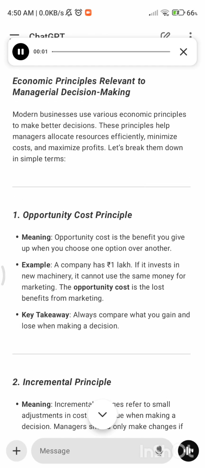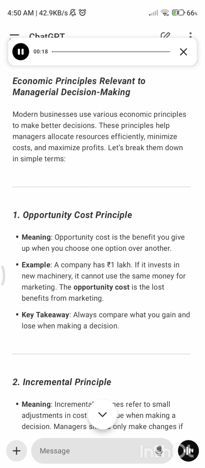Economic principles relevant to managerial decision-making. Modern businesses use various economic principles to make better decisions. These principles help managers allocate resources efficiently, minimize costs, and maximize profits. Let's break them down in simple terms.